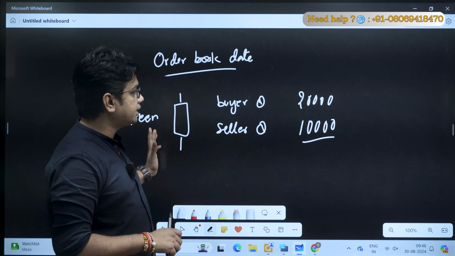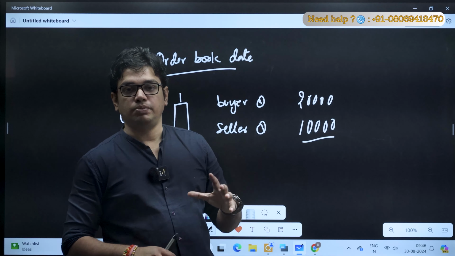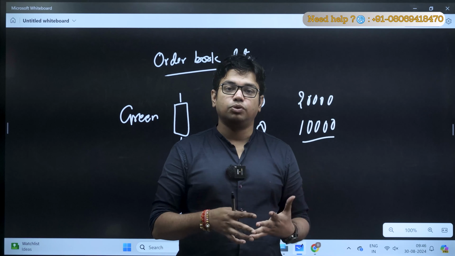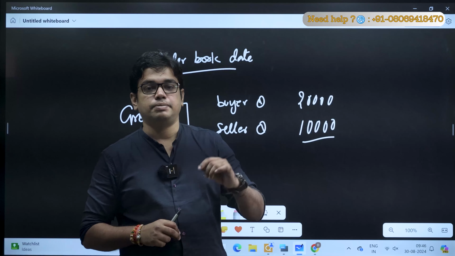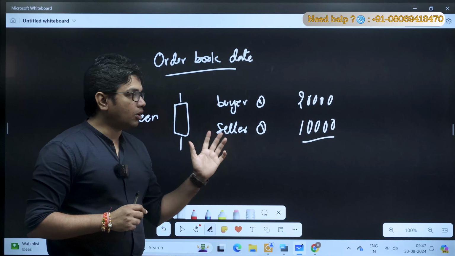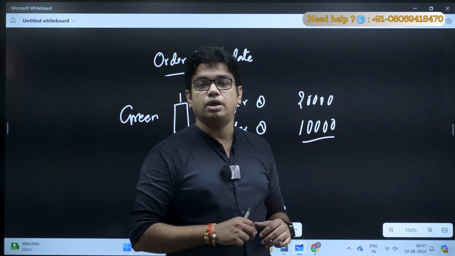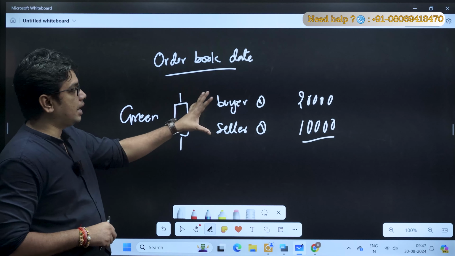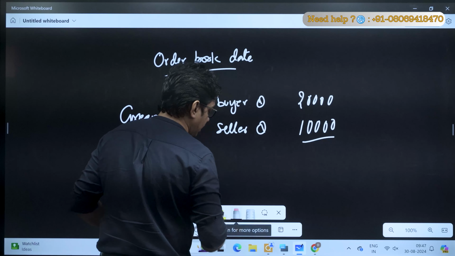If it is a red candle, and this candle happens to be generated at resistance or support level or any other level, then it has more value as compared to in between those levels. The importance of this order book data will work only at the resistance and the levels and also the zone breakout. Just keep this in your mind. So here if it is green, buyers are more as compared to sellers, that means the buyers are dominant, and the price is likely to go up.